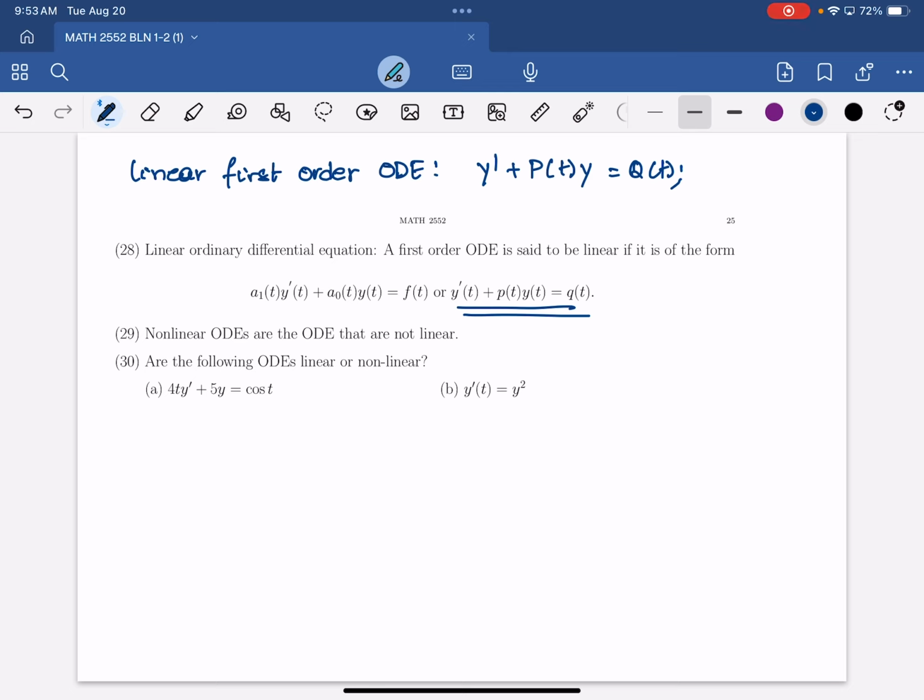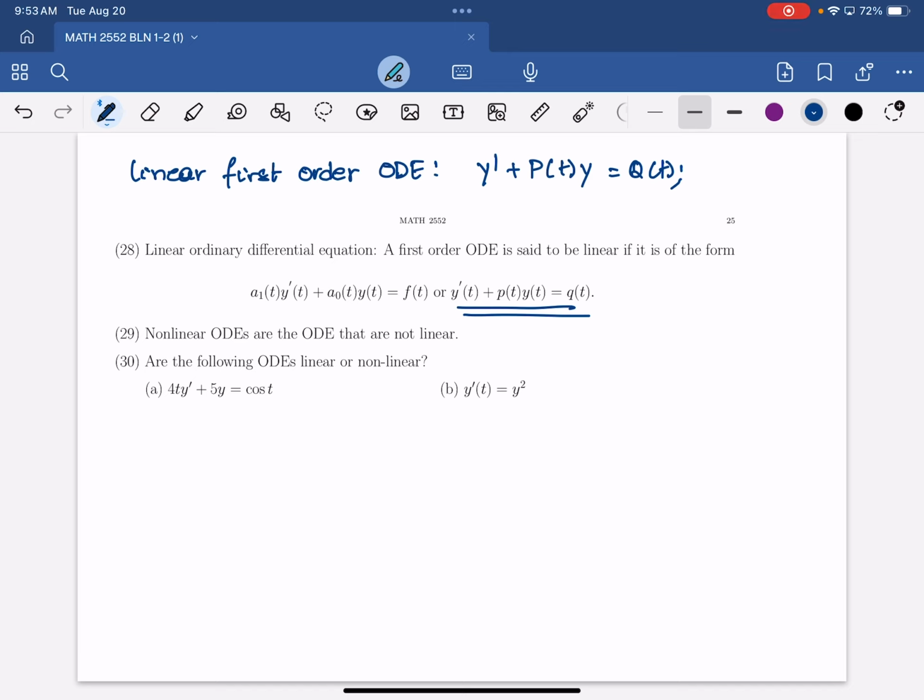Does that make sense? The coefficient of y prime is 1. P of t is the coefficient of y. The exponent of y is 1. And the right side is purely in terms of t. If you can write a first order differential equation in this form, then it is a first order linear ODE. If you cannot write it in this form, then it is a first order non-linear ODE.